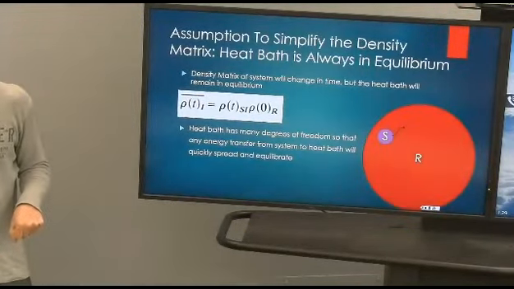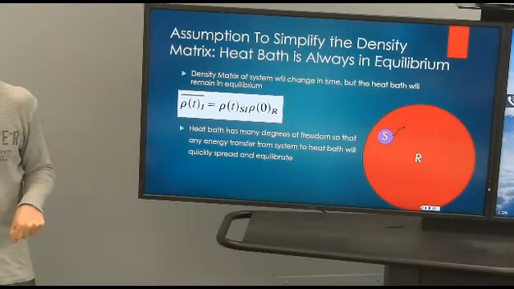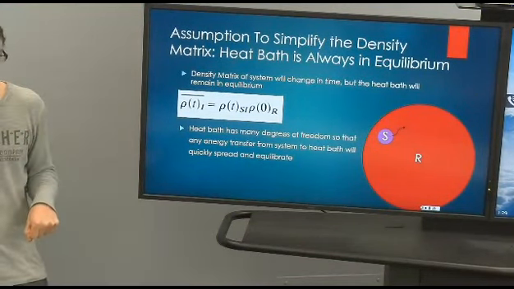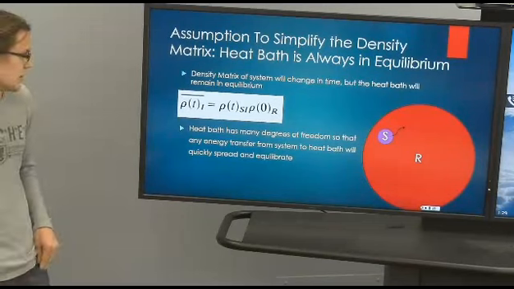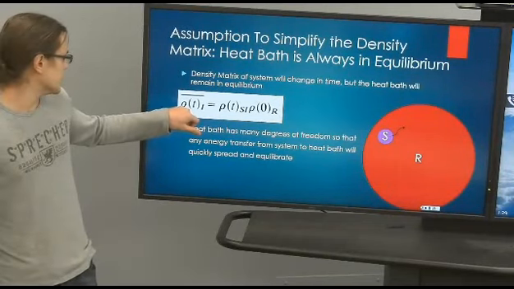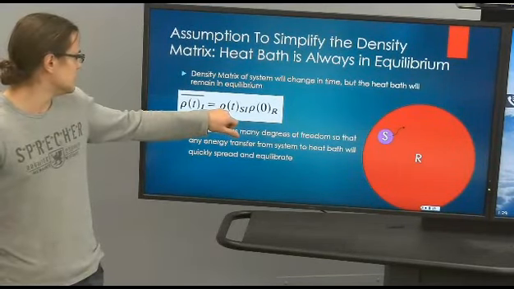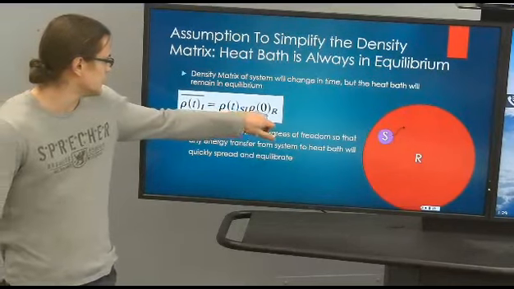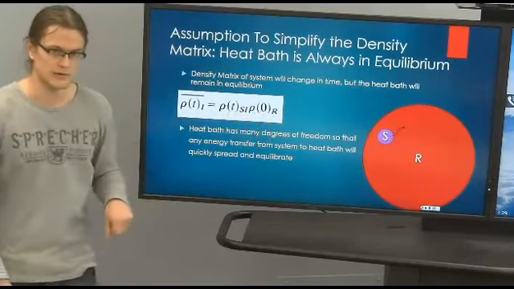So the first assumption for the density matrix is that the heat bath will always be in equilibrium and that our system will change in time. So we can break our density matrix into the density of the system and then of the heat bath, which is always going to be at equilibrium, times 0.